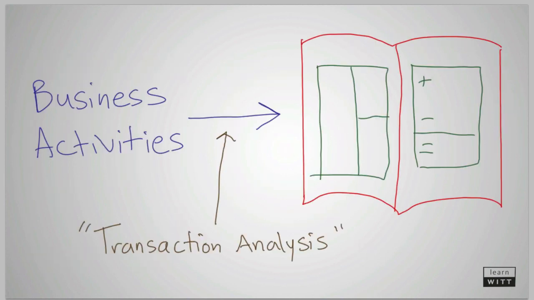This example shows that by analyzing each transaction and determining its effects on the accounts in the balance sheet and the income statement, we are able to tell the story of the business through the language of accounting.